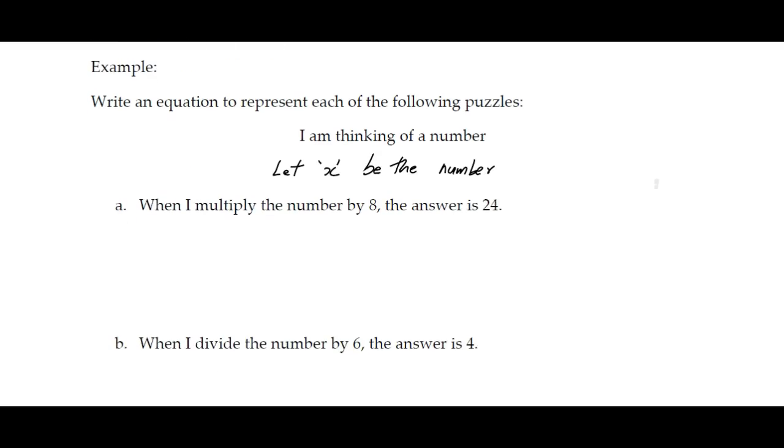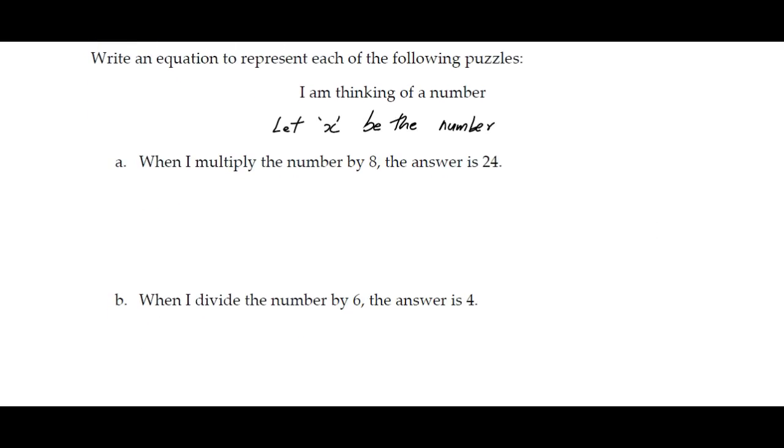So the first part of the question: when we are multiplying the number by 8, the answer is 24. The number is x, so we're multiplying it by 8. So we go 8 times x, and the answer is 24. So to represent the answer, we put an equal sign, and it's equal to 24. Now remember, when we're writing algebraic equations, we don't have to mention the times. So the simplest way of writing this puzzle is going to be 8x equals 24.